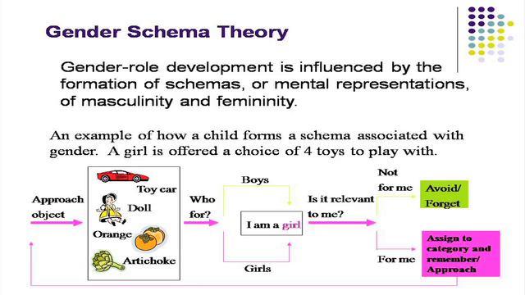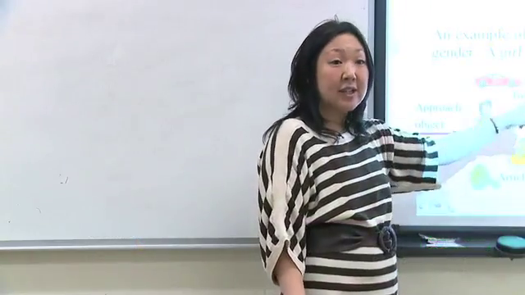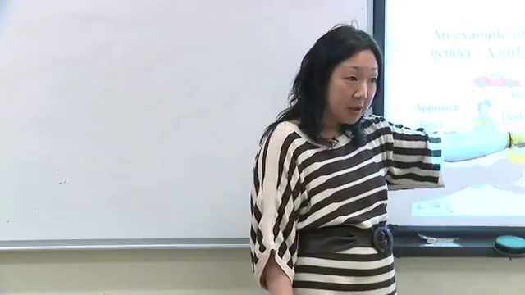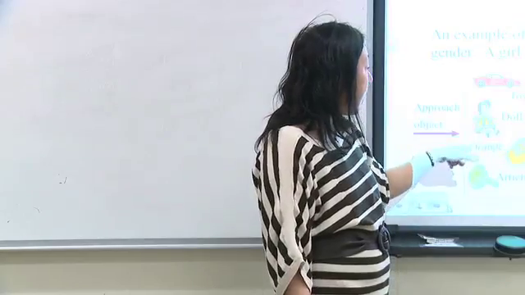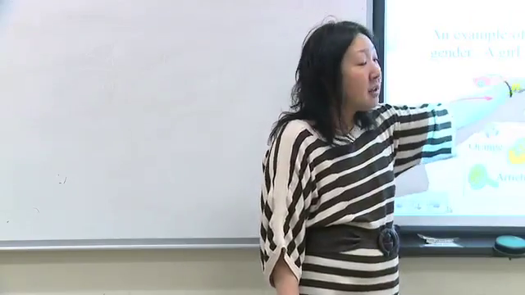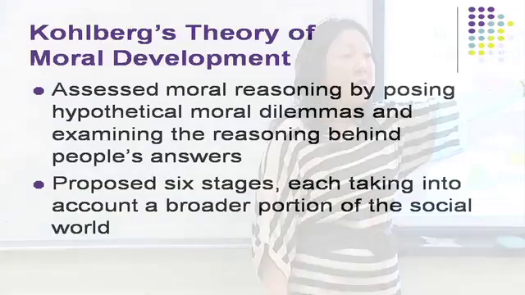And then she says, I'm a girl. Is it relevant to me? If it's not for me, she tends to avoid or forget. But if it's for me, then it's assigned to a category and remembered, or she approaches it. So because she is a girl, she immediately thinks that a doll is related to a girl. So I accept the doll, okay? But then if it's a toy car, avoid it, okay?